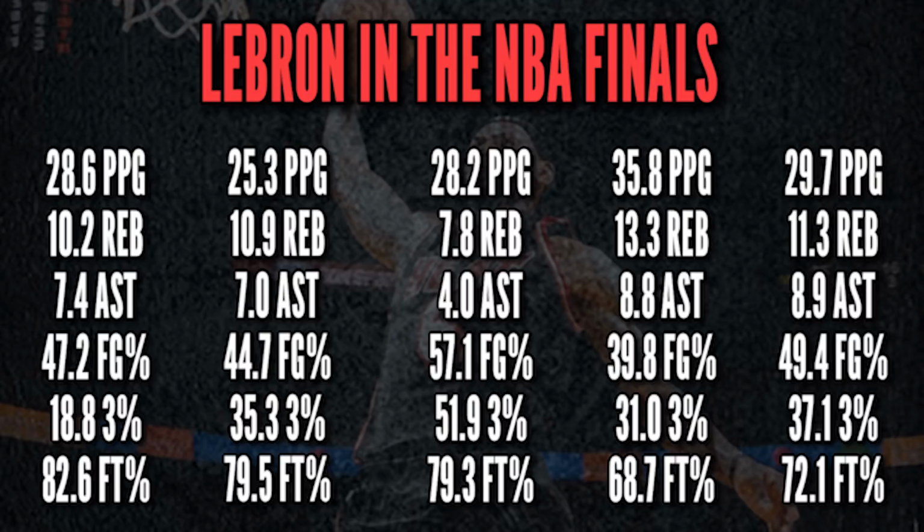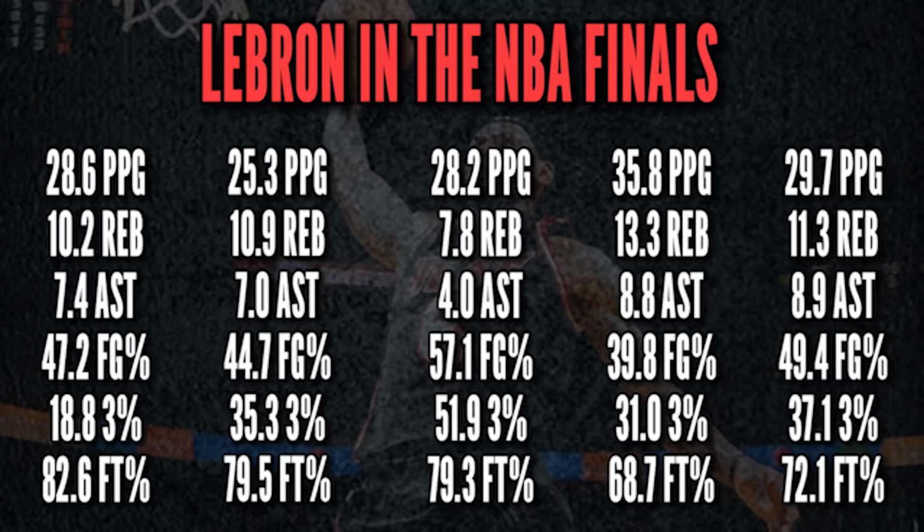It's pretty astounding. In his worst overall series, he still averaged 25, 11, and 7. And you also have years like 2015, where he carried a Cavaliers team to 6 games versus the Warriors, averaging 36 points per game, 13.3 boards, and 8.8 assists. And of course, his most iconic series in 2016, where he took down the 73-9 Warriors, and in that series he is once again phenomenal, averaging 29.7 points per game, 11.3 boards, 8.9 assists on 49, 37, and 73 splits.